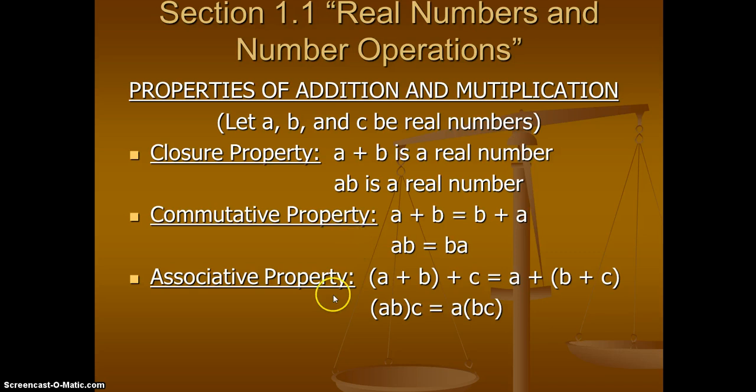Associative property, hopefully you can see that associative property deals with parentheses, and the parentheses are associating differently. On the left side, the A and B are associating with each other. But on the right side of the equal sign, the B and C are associating with each other. So associative property changes the parentheses, whereas the commutative property changes the position of the numbers. Notice that in the associative property, A is still first, B is still second, and C is still third on both sides of the equal sign. Same thing in multiplication. Only the parentheses change.